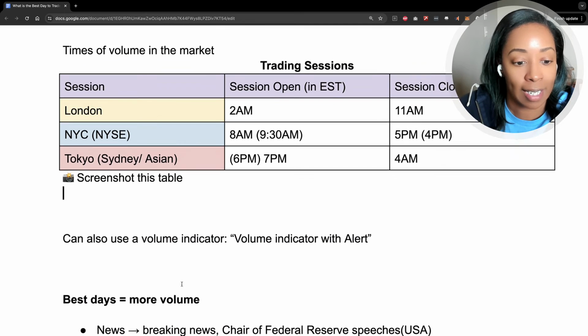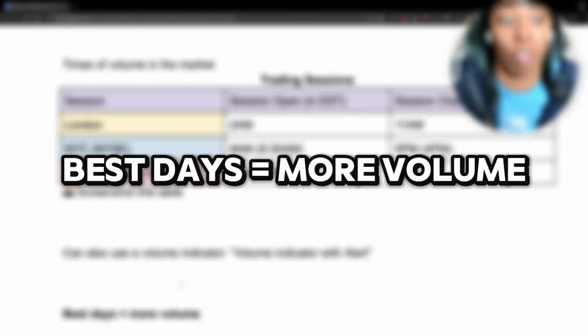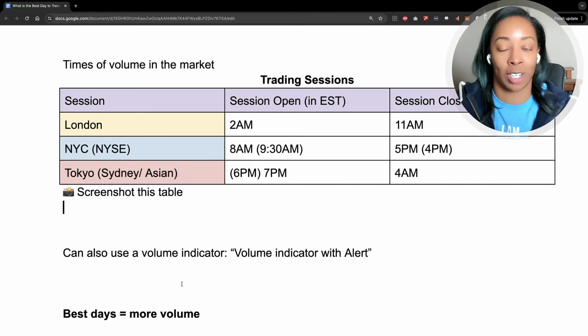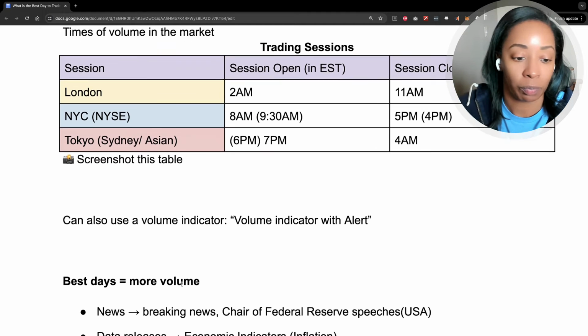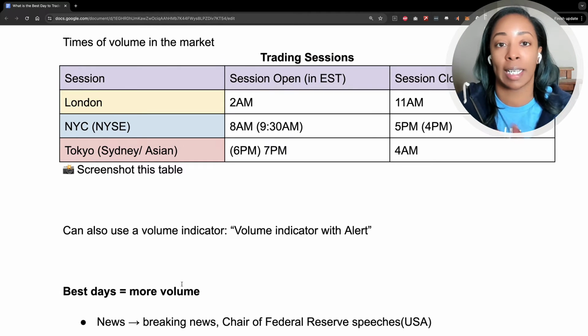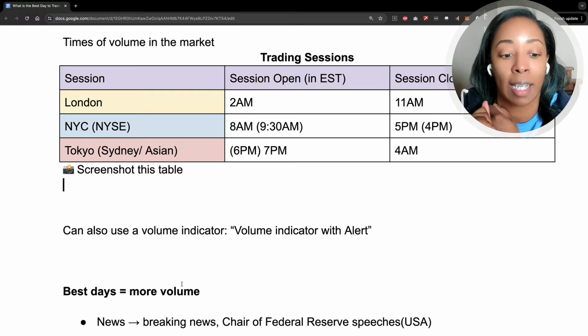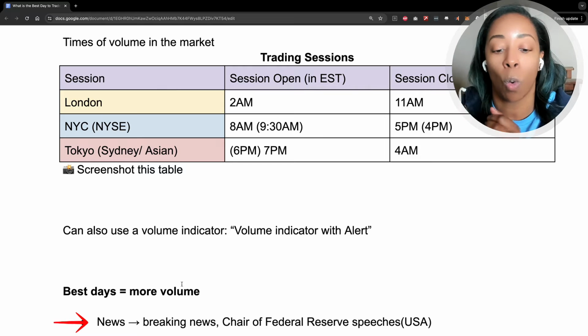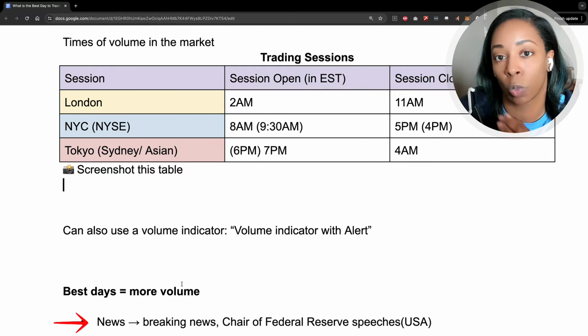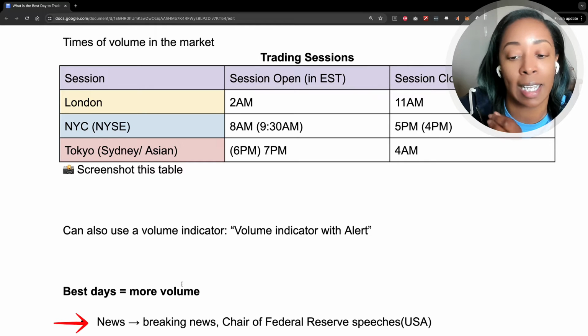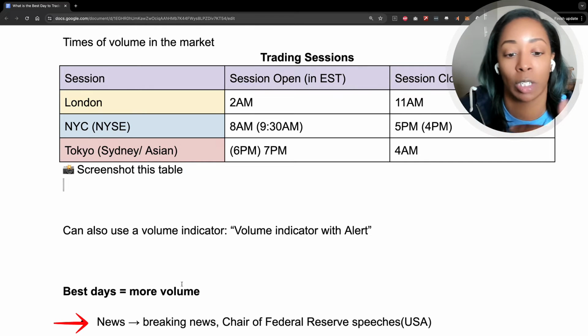And the next thing, basically the best days are going to be the days with more volume. So as you can see, the overarching message here is going to be volume, volume, volume. One of the things that could cause a particular day to have more volume is news. That's going to be breaking news, or sometimes when the chair of the Federal Reserve gives a speech. That is Jerome Powell currently here in the United States. That is something that could potentially push volume in a direction.